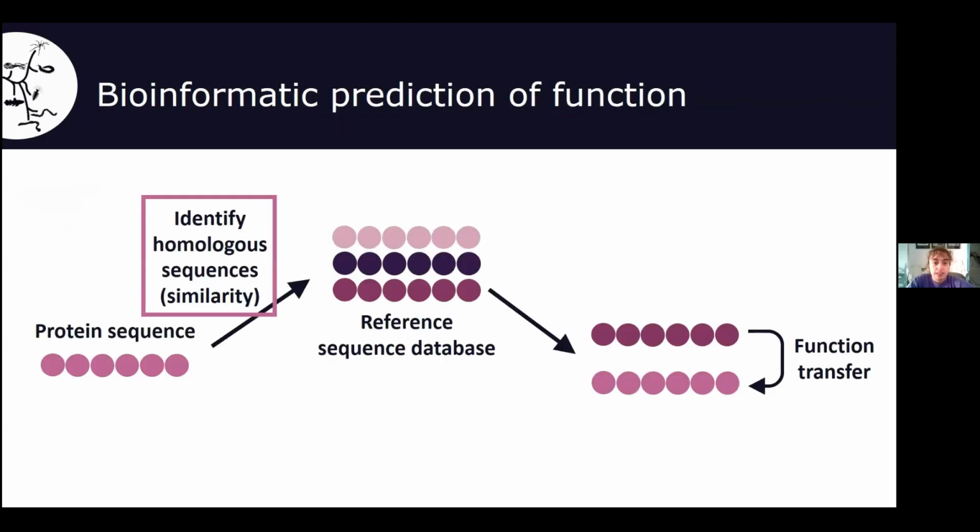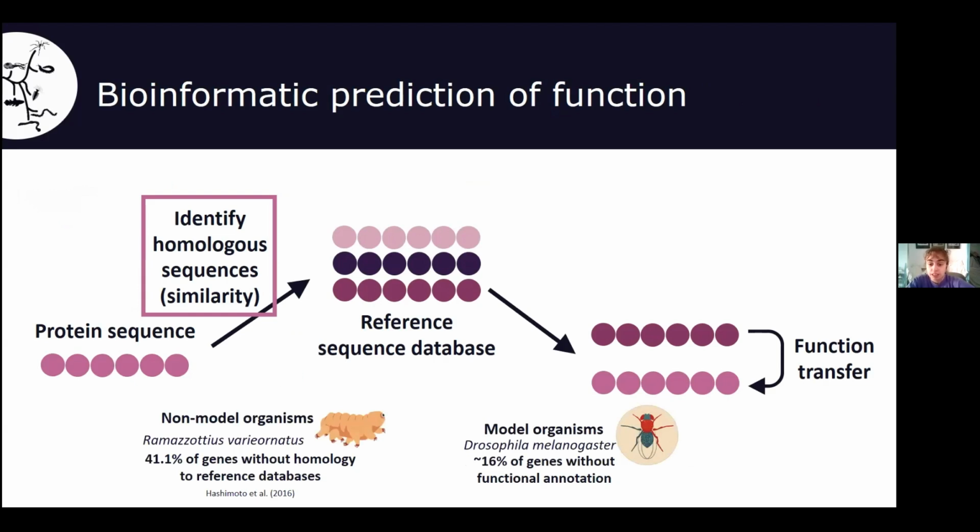Okay, so as I mentioned, we usually assign this function based on sequence similarity. However, there are many organisms for which, because of the things I mentioned before, there is a limitation, and we cannot assign homology to many of those genes. For example, in this tardigrade, which is a non-model organism, 40% of the genes do not have a hit to the reference databases, so we cannot assign any function. But even in model organisms, there is still a proportion of genes that we don't have a functional annotation.